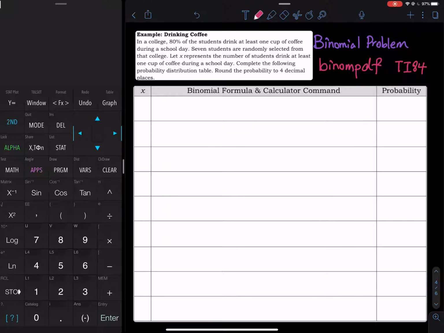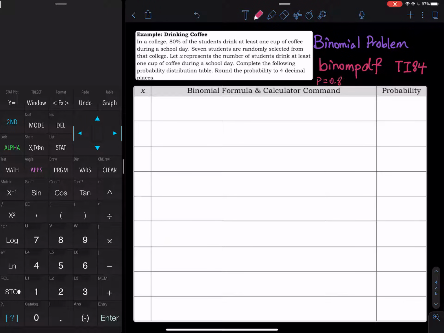So first of all, how do you know that this is a binomial problem? This is a binomial because either the student drinks coffee or doesn't drink coffee. Do you drink coffee? I ask you a question. Yes or no, right? Either you drink or you don't drink. You cannot say I drink and don't drink coffee. There is no such thing. So the probability of success is 0.80.